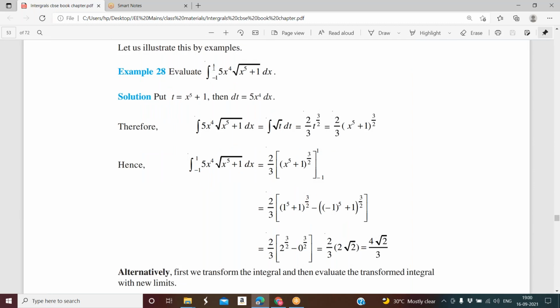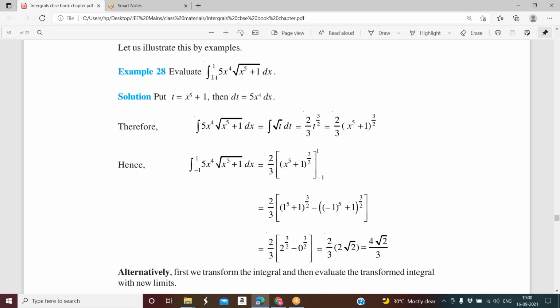Let's see one example. Evaluate the integral from -1 to 1 of 5x to the power 4 into square root of x power 5 plus 1 dx. What is the integrand here? Here the integrand is 5x power 4 into square root of x power 5 plus 1. So your f of x is 5x power 4 into square root of x power 5 plus 1. It's a function of x. We are going to integrate this with respect to x between the limits -1 and +1. The lower limit is -1 and the upper limit is +1.